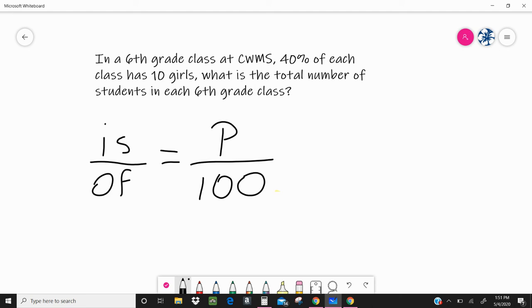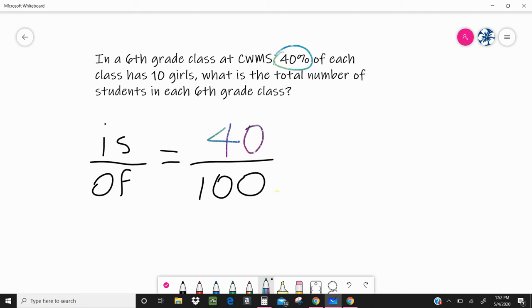Okay, in a sixth grade class at CWMS, 40%. Bam, there's our percent. So let's go ahead and replace P with our 40%. Again, there's that of right next to it, but percents are percents no matter what. We don't put it in for our of. Okay, of each class has 10 girls. So does the of go with the 10? Let's keep reading. What is the total number of students?